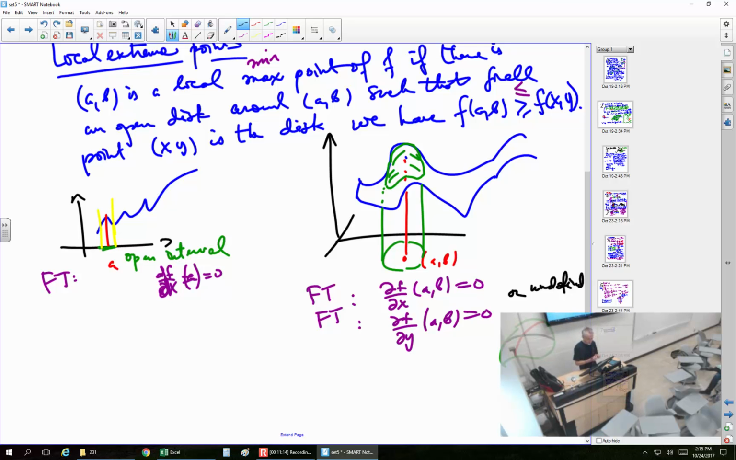The actual problematic part is what you should remember from calculus 1. Suppose we did it yesterday: once all local extreme points are found, then what? What do we do then?